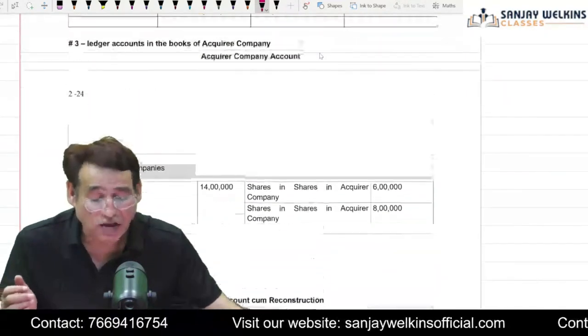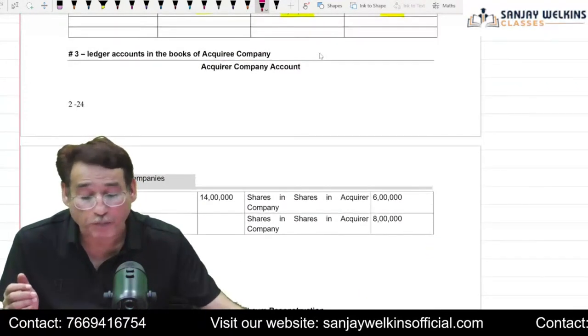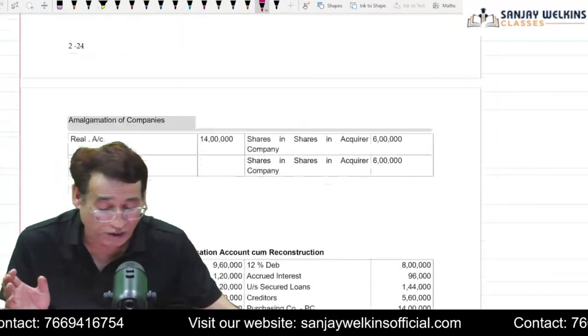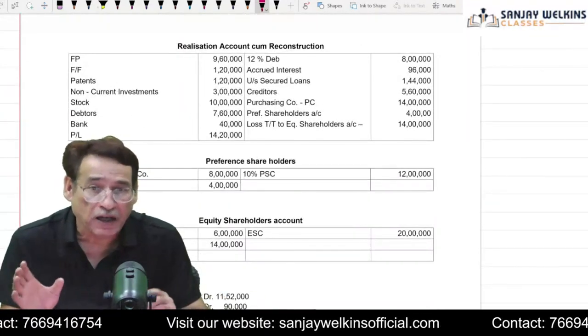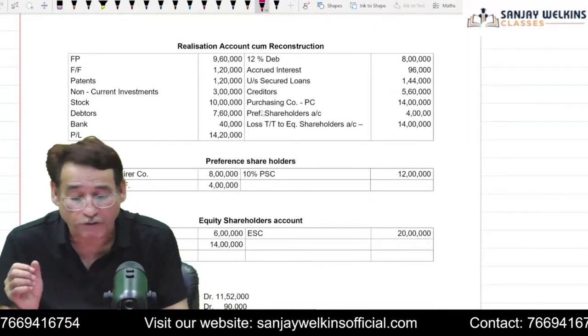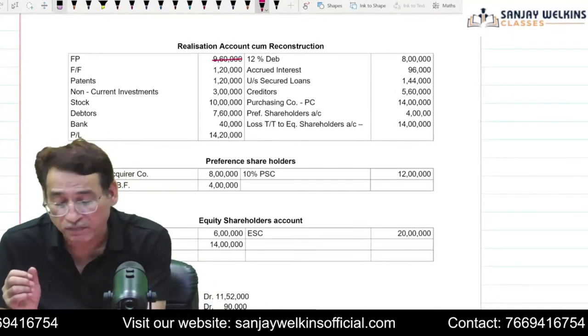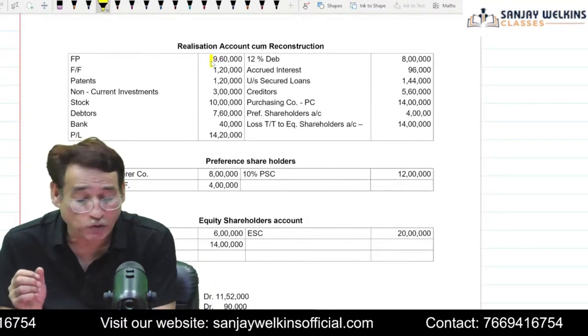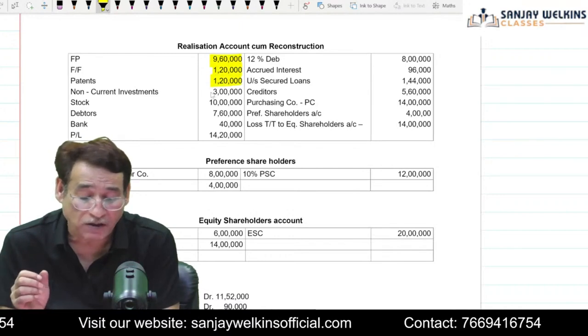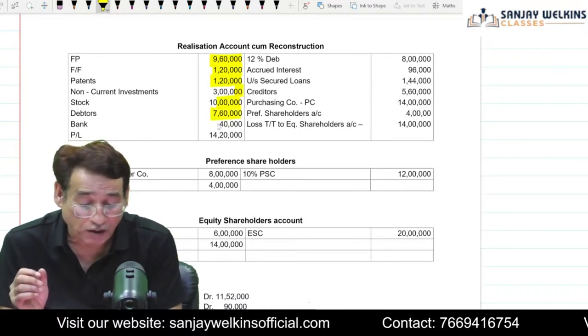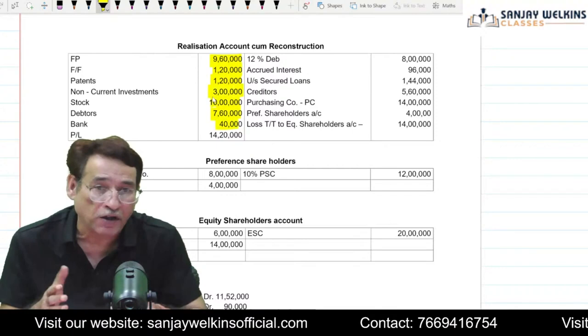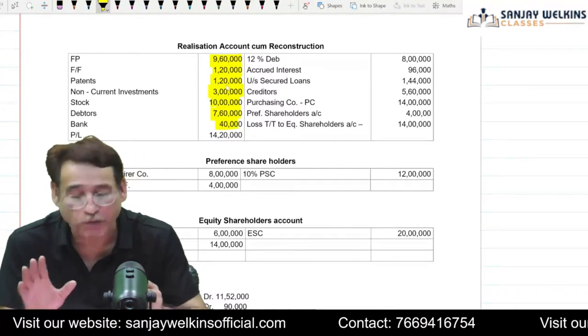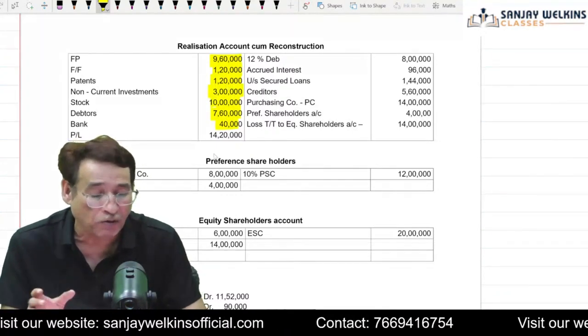Now in this case, when we prepare accounts in the books of the acquiree company, there is a slight difference. What is the difference? First of all, as usual, I am going to transfer all the assets to the debit side of the realization account, including bank, because it is not written that bank is not taken over. So we will transfer bank also to the debit side.